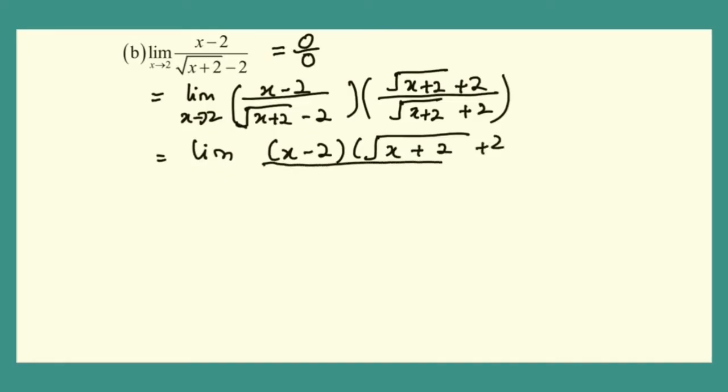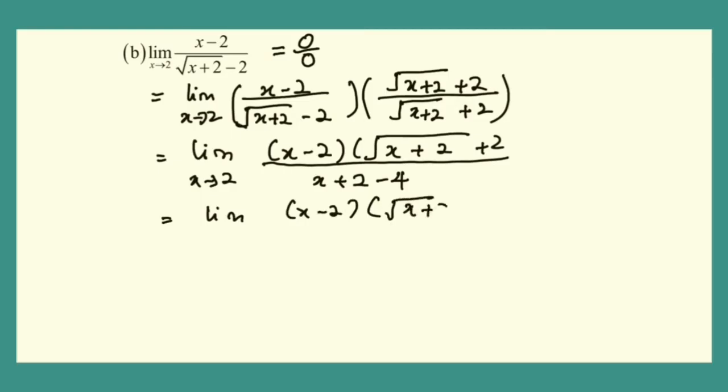And then we will expand the denominator. Square root of x plus 2 times square root of x plus 2 is x plus 2. Negative 2 times positive 2 is negative 4. As x approaches 2, here is the limit of (x minus 2)(square root of x plus 2, plus 2) over (x minus 2) as x approaches 2. Okay, cancel out x minus 2.